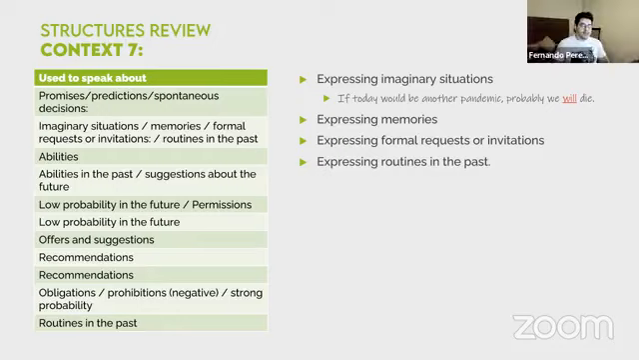"Probably we will die." Correct. That is the correct form in the second part. When you use would in the second part, the first part doesn't need would. All the sentence needs to be an imaginary situation.